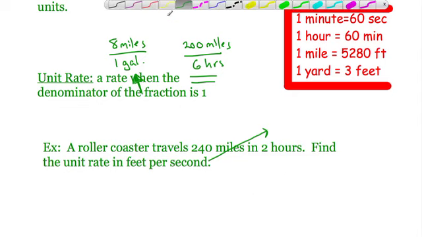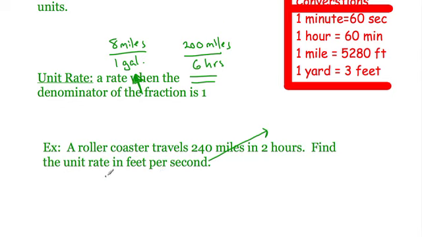All right, identify what I know. So I know that in 240 miles, I take 2 hours. All right, now I'm going to come to the end over here. I want to find this in feet per second. Remember, the per is a division.